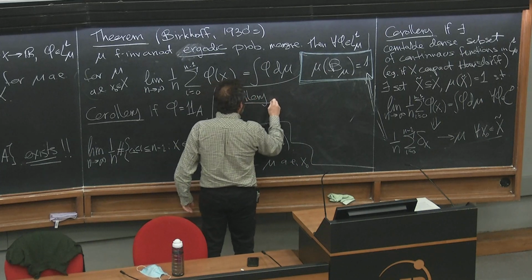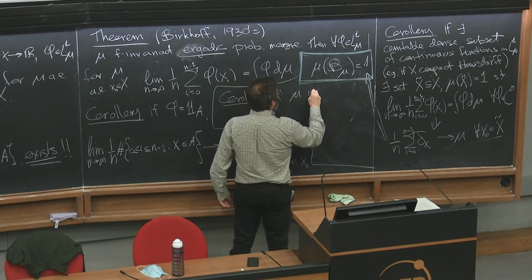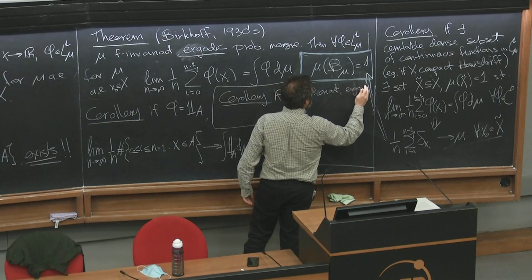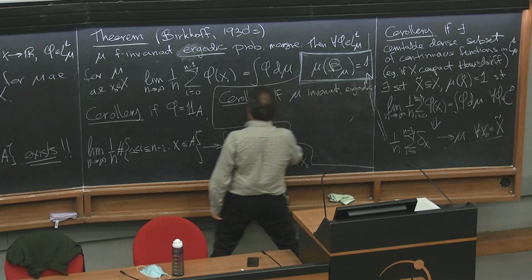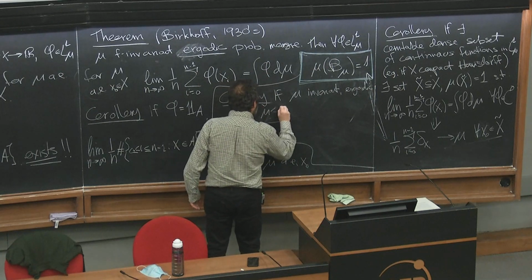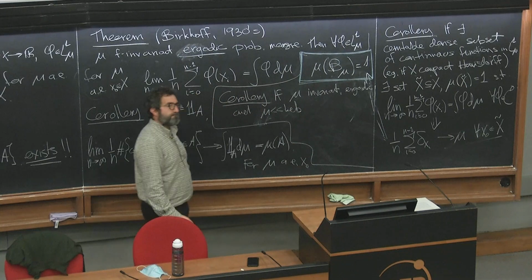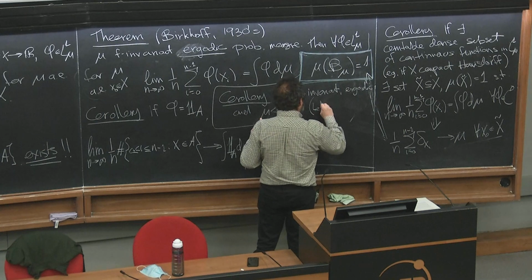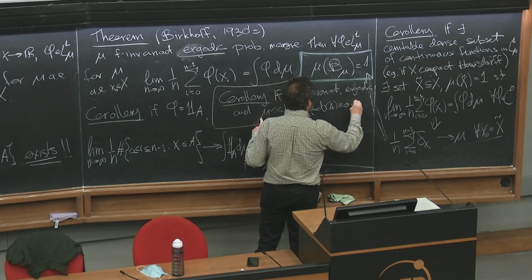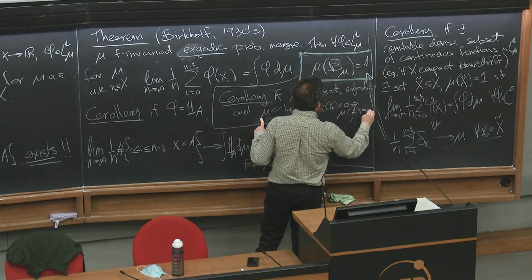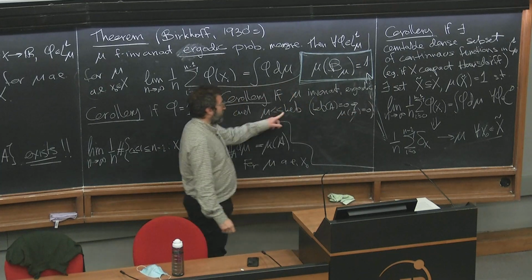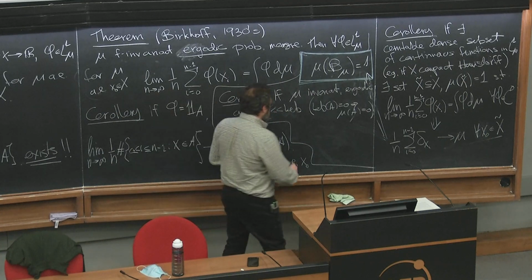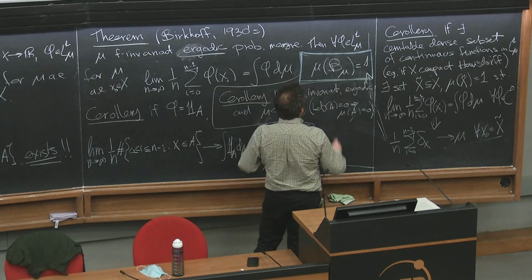In fact, corollary: if mu is invariant, ergodic, and mu is absolutely continuous with respect to Lebesgue measure. So absolutely continuous means that if you take a set A of Lebesgue measure 0, it implies that mu of A equals 0. This is the definition of absolute continuity of these measures. Okay, you can easily check that from this.